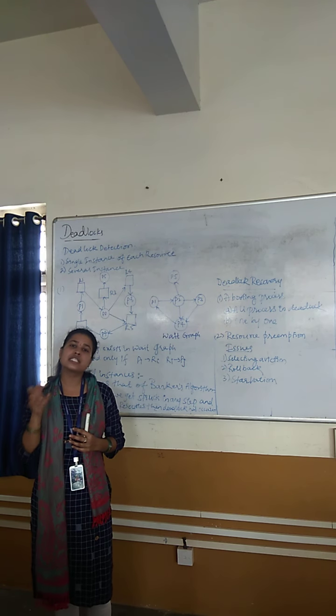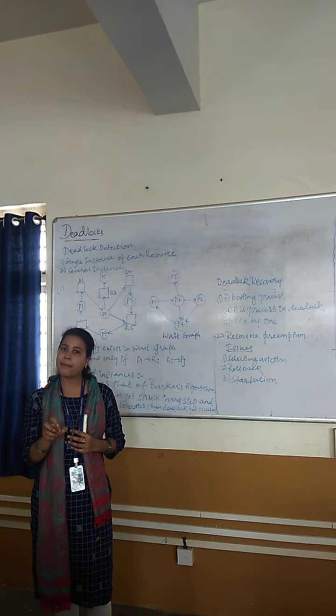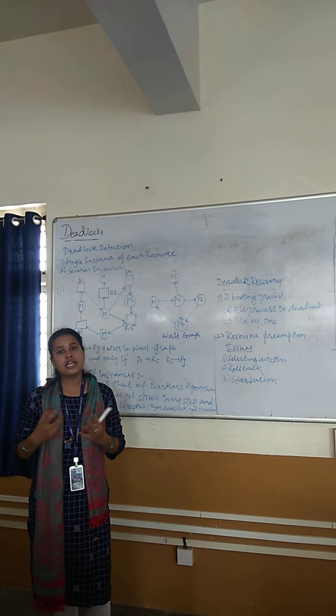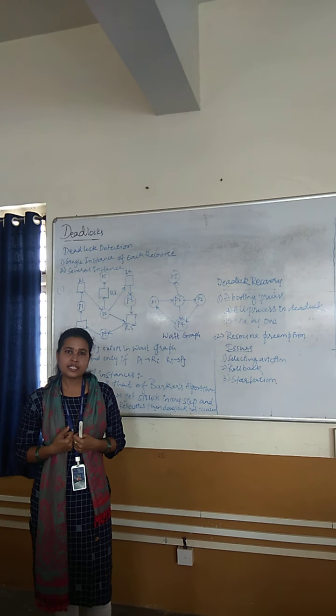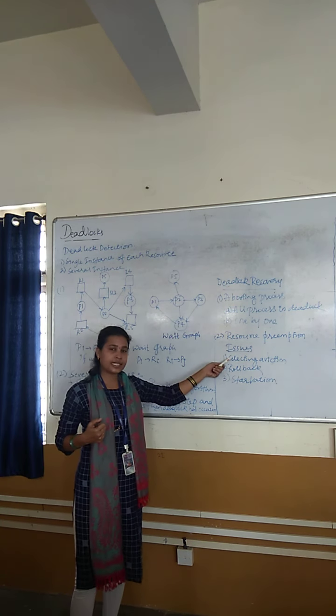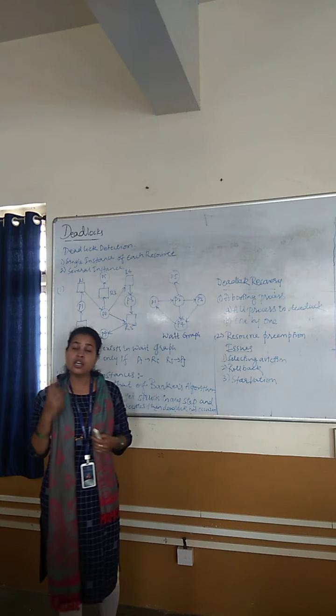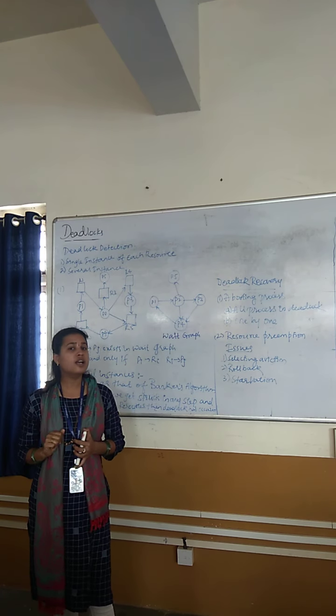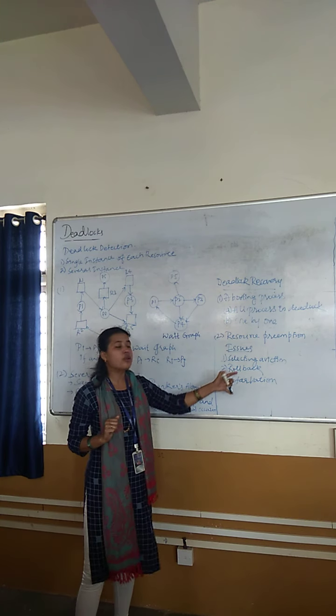Suppose you are choosing the same victim again and again, what will happen? That process will go for starvation. Starvation means what? It will not get CPU for execution. So these two, selecting a victim and starvation, these also are issues which should be considered when you are preempting the resources. Another is rollback.